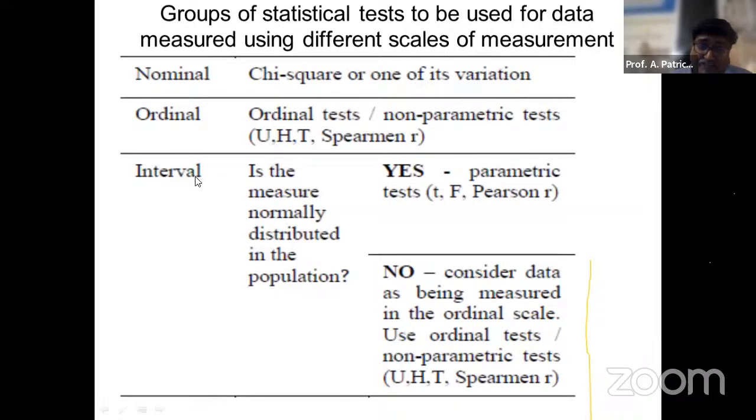Even if it is interval and ratio, if the distribution is not normal, you can't apply parametric tests. You'll have to apply non-parametric ones. Look at the same things: U test, H test, T test, Spearman R. The same things come here under non-parametric.